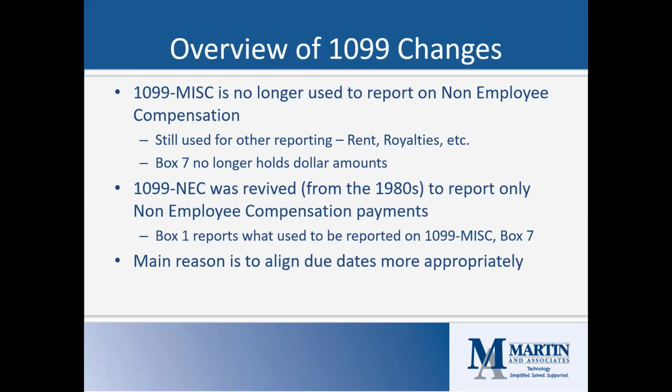So essentially that's what the utility that we're going to talk more about is doing when we run it on your system. The main reason for this change, as my understanding, is to align some of the due dates more appropriately. I've got a chart here coming up on what some of the due dates are and the changes there.